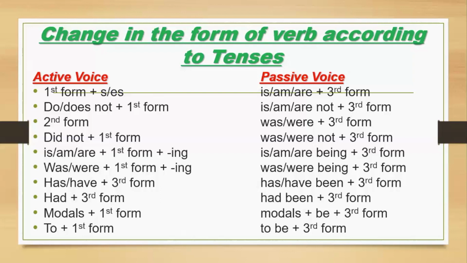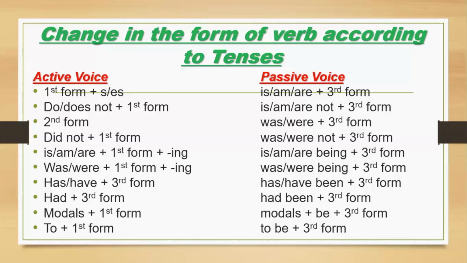Now if there is present perfect, has, have plus third form, it will be has, have, been plus third form of verb. In this only been is added. You can see that has, have is same, third form is same. Only we have added been. So it is the easiest part of active voice and passive voice. These sentences are very easy. Only we have to add been. And if there is had plus third form of verb, in this also we only add been: had plus been plus third form of verb.